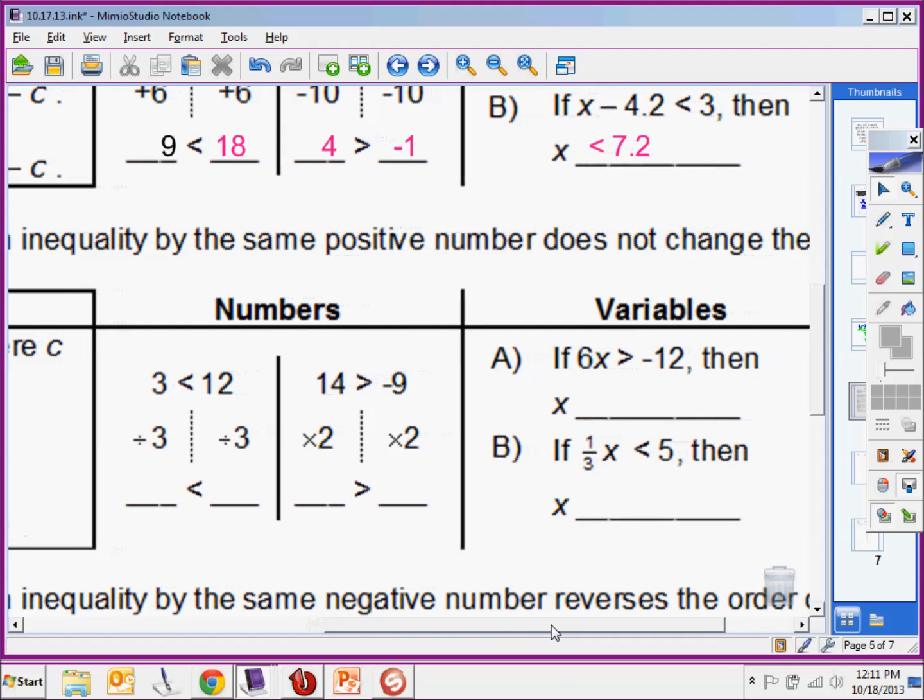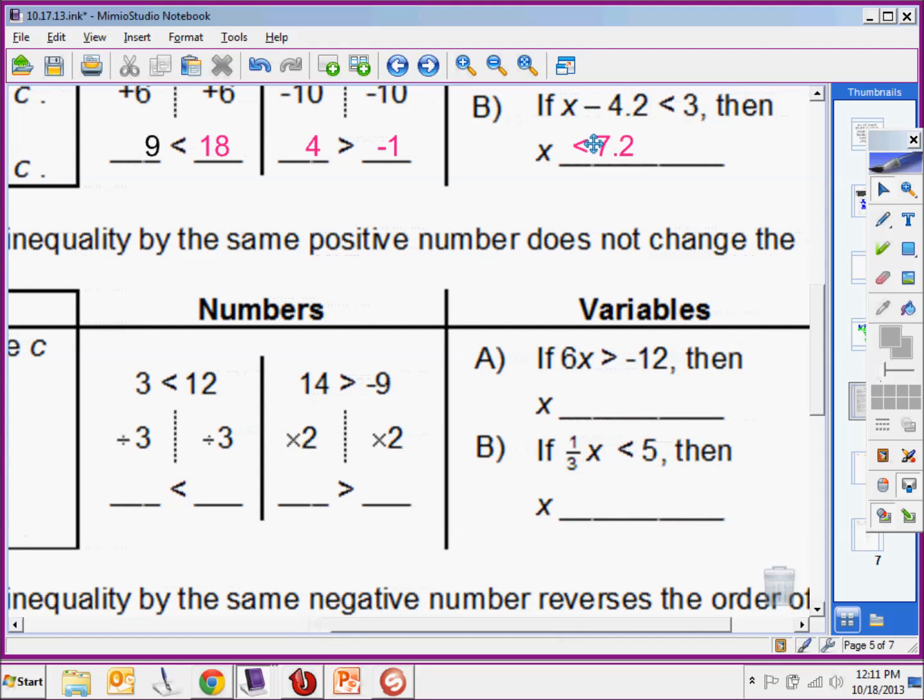No, this whole statement is less than 3. So what value of x would make this statement true? Any value that is greater than 7.2 will make this statement true. Because if I put 7.2 in, 7.2 minus 4.2 is what? 3. So that makes it equal to. Well, do we have an equal to here? No. We want it to be greater than.